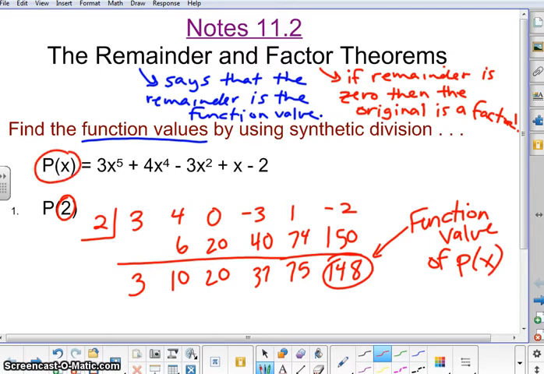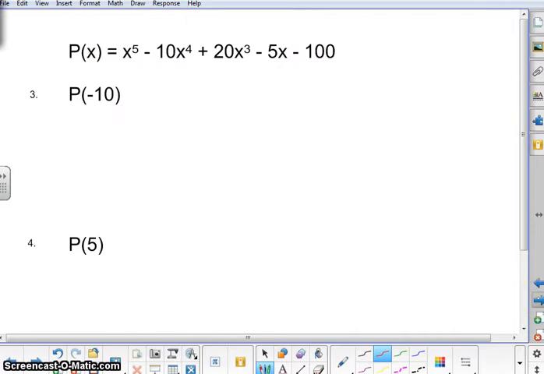Okay, so what that means, if your graph looks something like this, that means that over 2, maybe this isn't the best picture, but over 2 and up 148, the graph is actually going to go through that point, that ordered pair. So that's why it's called a function value. That is the y value. Okay, let's go ahead and practice on another one.